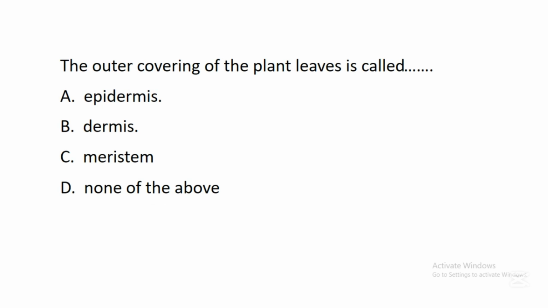The next question says, the outer covering of the plant's leaves is called dash. A. Epidermis. B. Dermis. C. Meristem. D. None of the above. In this question, the correct answer is A, Epidermis. So the epidermis is the outer covering of the plant's leaves.